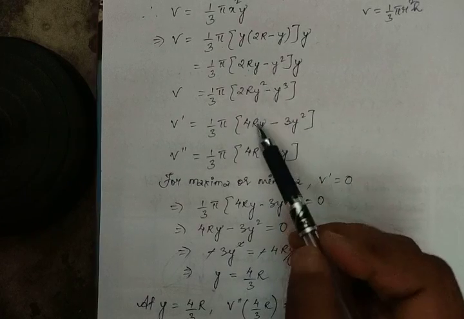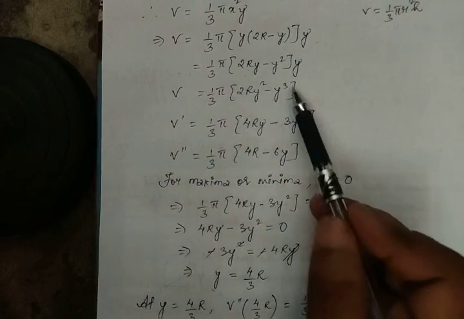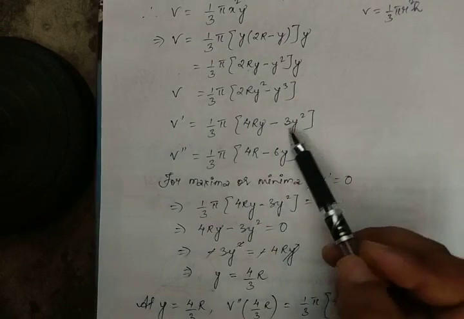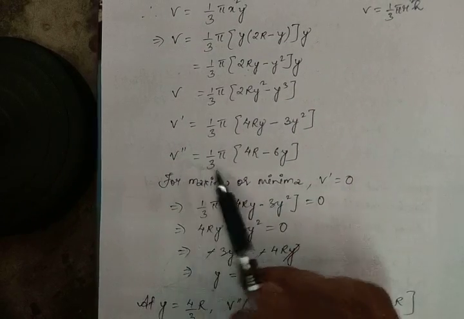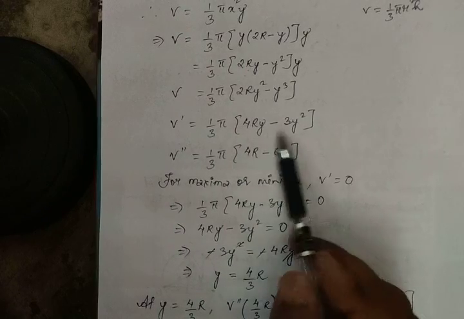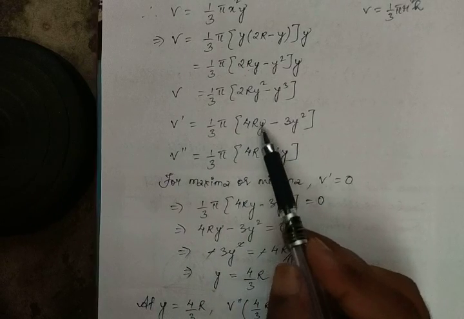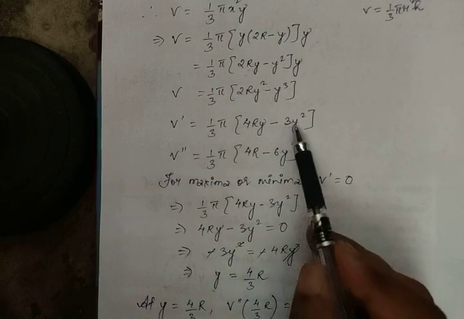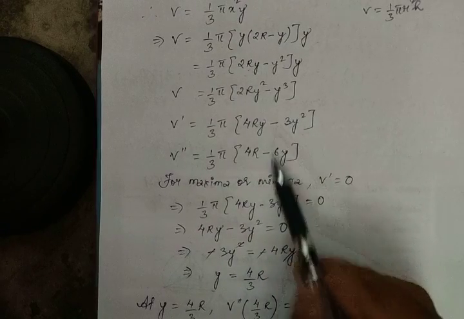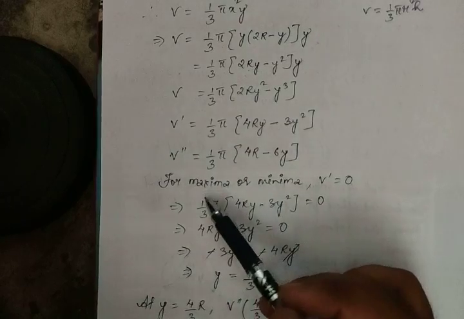Differentiation of y square is 2y, right? So 2y into 2r is 4ry minus, and differentiation of y cube is 3y square. So this is the first derivative. Now we'll do the second derivative, that is v double dash. That means we'll differentiate this part again. So 1 by 3 pi is constant, differentiation of y is 1, right? So 1 into 4r will be 4r minus differentiation of y square is 2y, so 2y into 3 is 6y. So we got v dash and v double dash also.